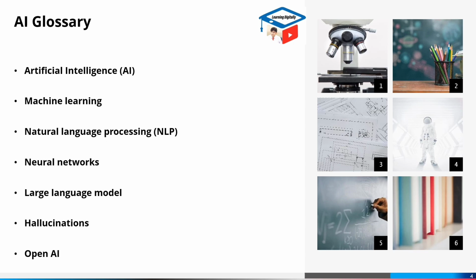Another term is hallucinations. Hallucinations are a type of error that can occur in AI systems where the system generates content that is not correct but sounds correct. This can happen when the system is not properly trained or when it is exposed to biased or incomplete data. The seventh term is OpenAI. OpenAI is a company that has created ChatGPT, a large language model that will be used throughout this course.